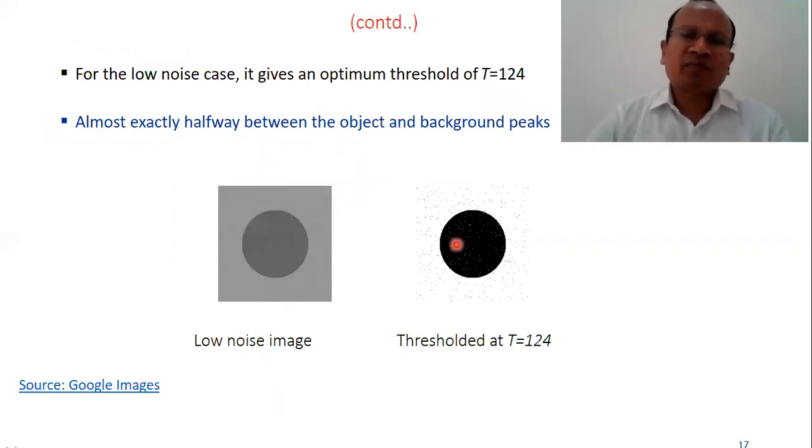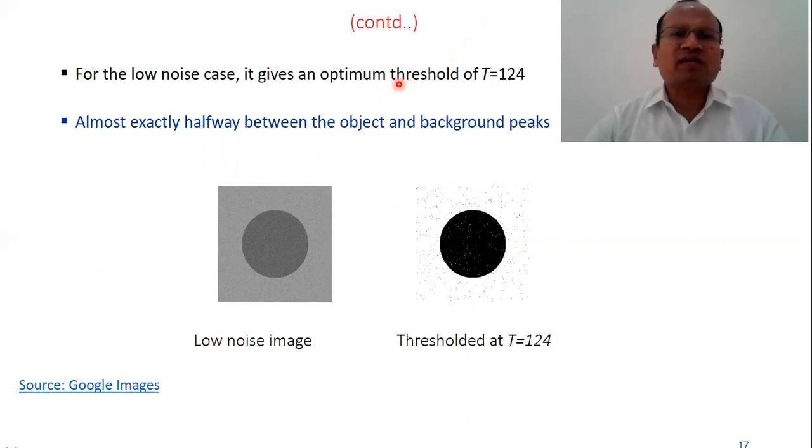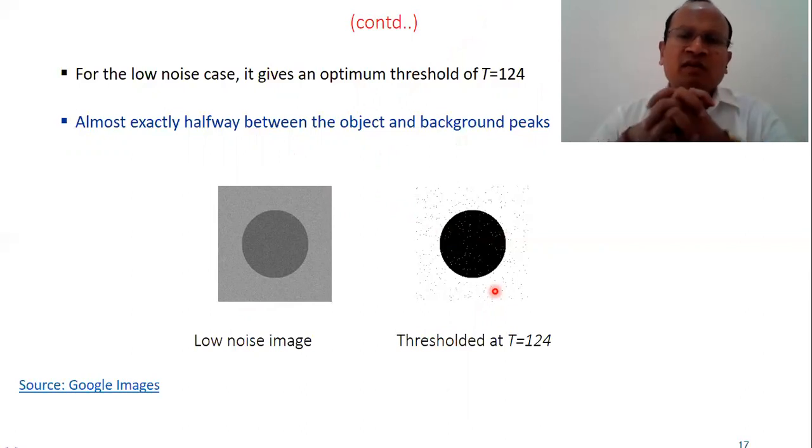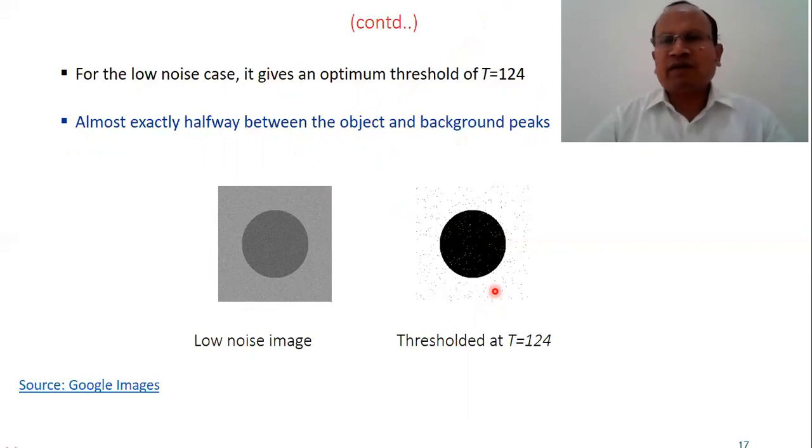For low noise, say the image noise is less, the optimum threshold value is 124, you see here, and the low noise image is this one. It is almost exactly halfway between the object and background peaks, because we know that the maximum grayscale value is 255. So almost the middle is 124, almost mid. And based on that, the two regions are separated.